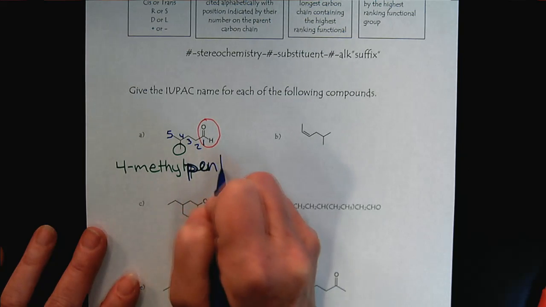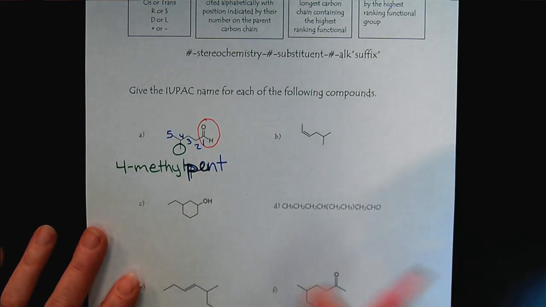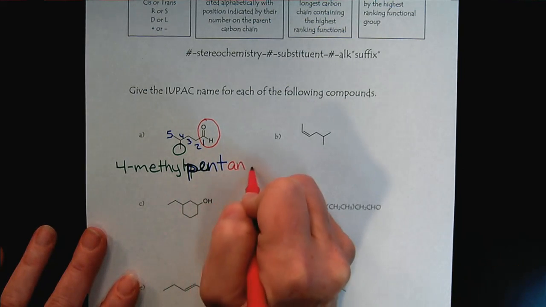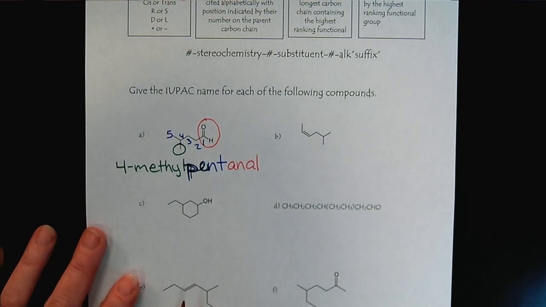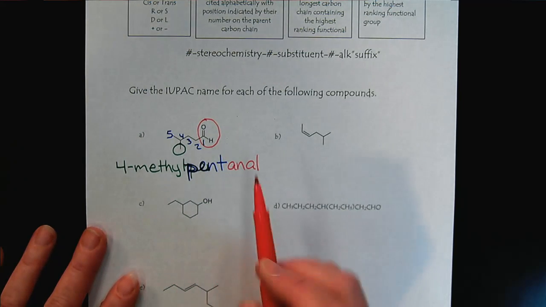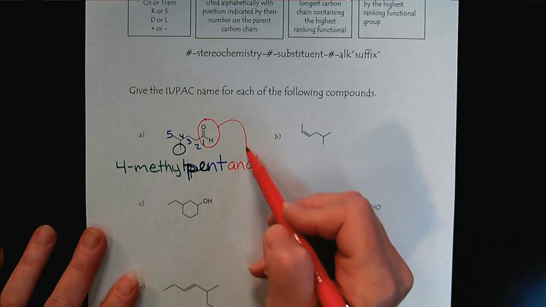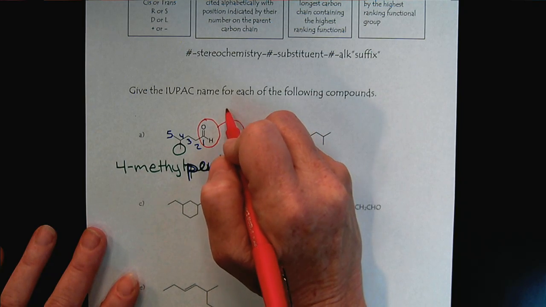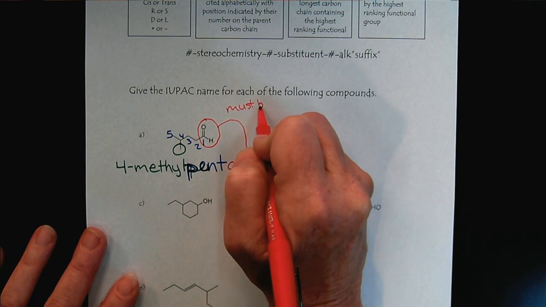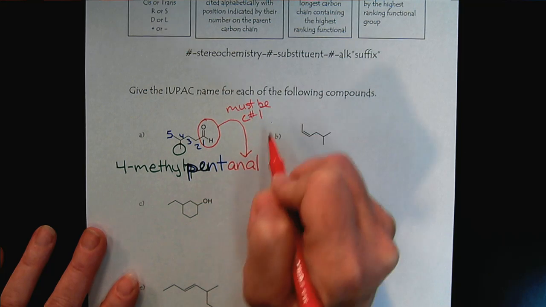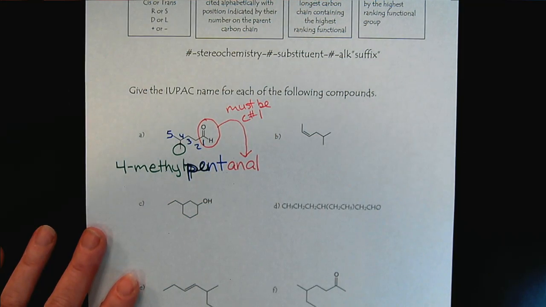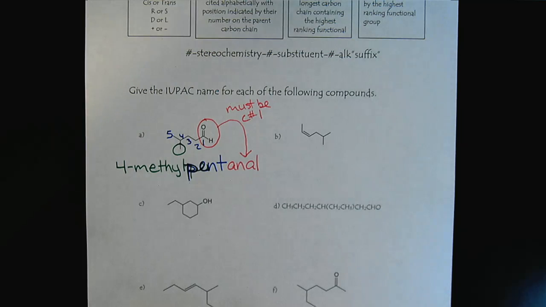Pent. All right, and then our suffix would be enal. Okay, and with many of the carbonyl groups, not all of them, but aldehydes and carboxylic acids, everybody knows, right, it must be carbon number 1, right? So we don't have to put the number.